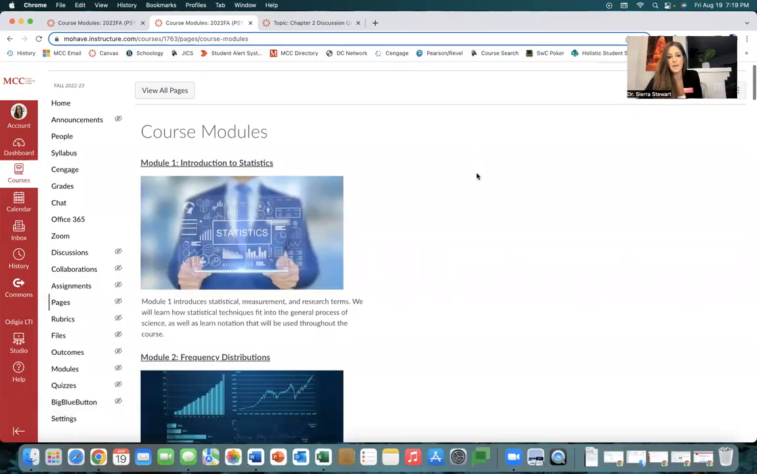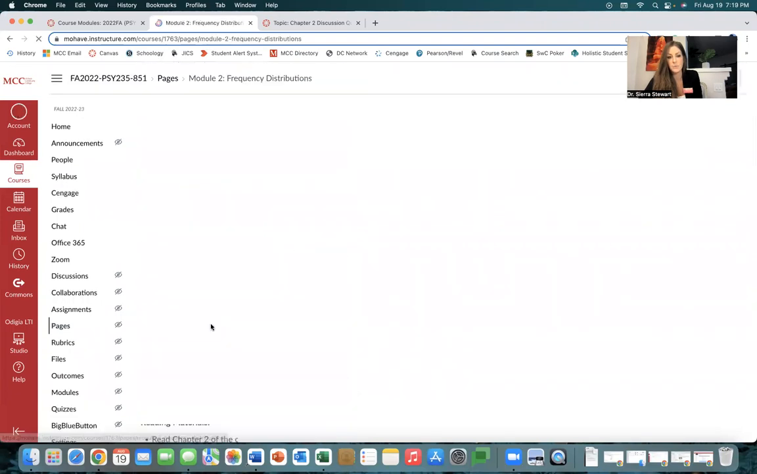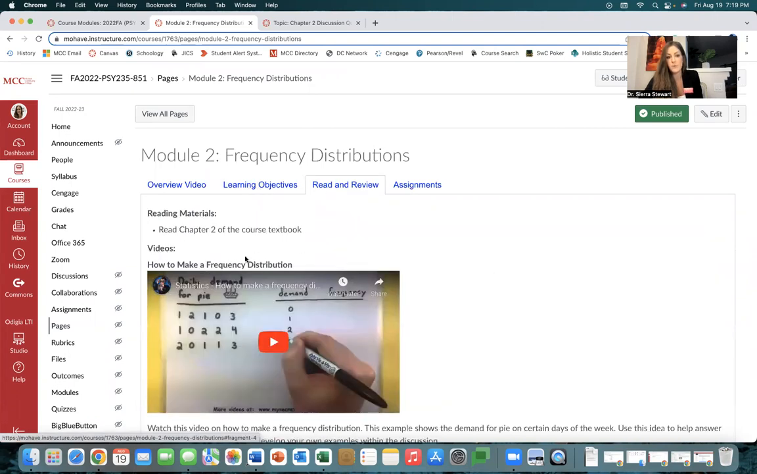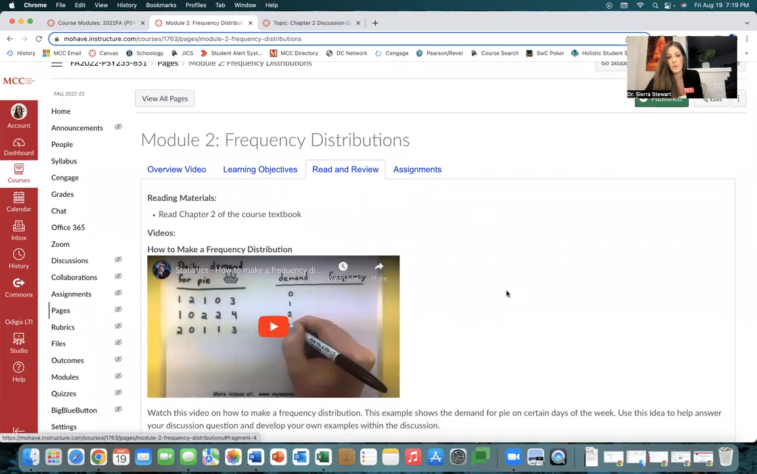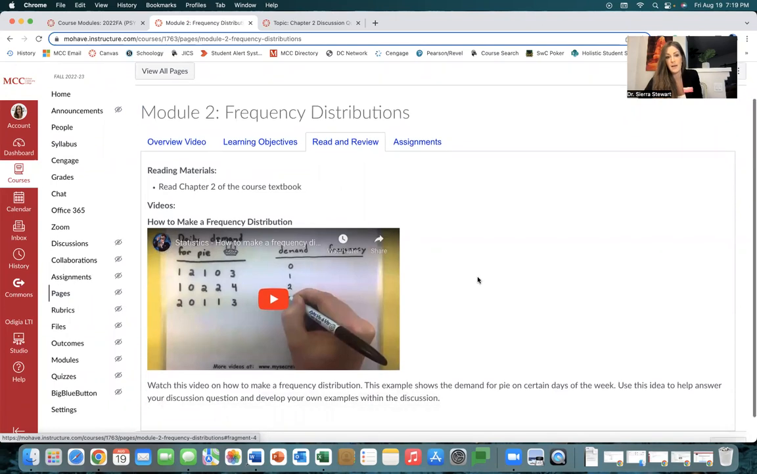This week we're going to be talking about frequency distributions. I'm going to go ahead and click on Module 2 right here. Go ahead and look over the learning objectives. And for the read and review this week, of course, I want you to read Chapter 2 of your course textbook. The other thing that I want you to look at in this folder this week is how to make a frequency distribution chart.